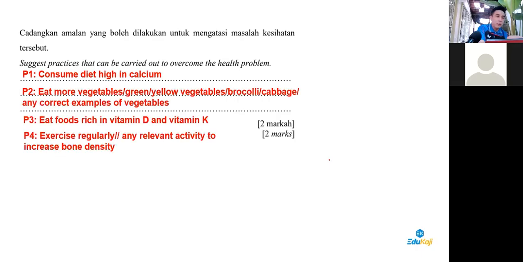Regularly exercise. These two would be the best. The first and the fourth point would be the best.